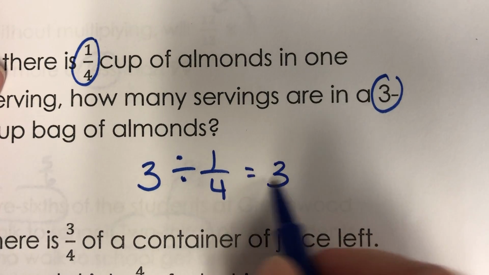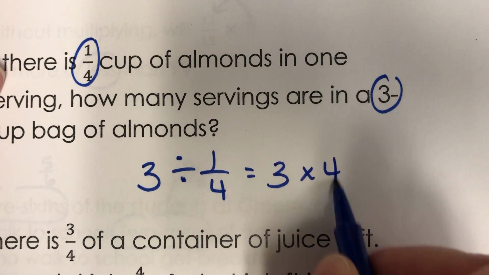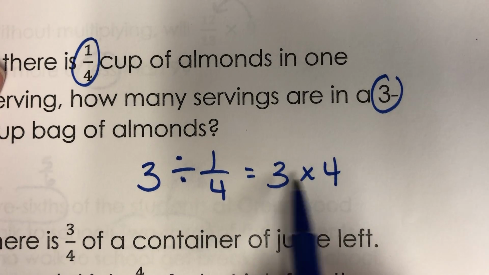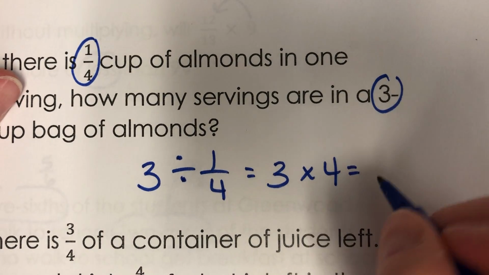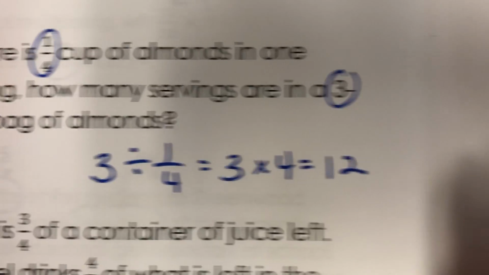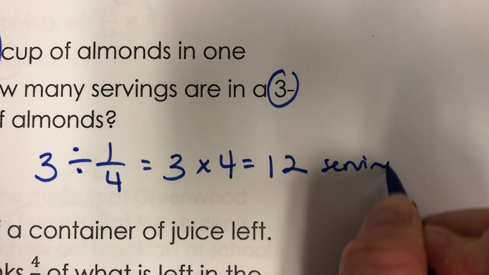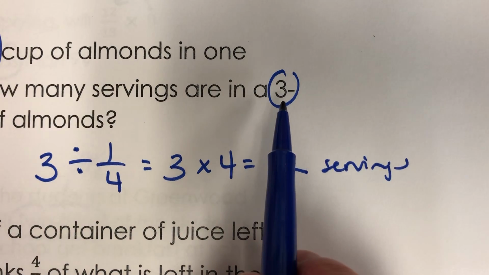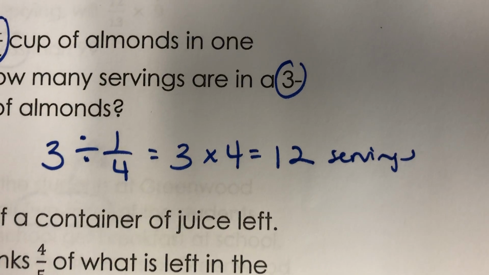I would keep, change, keep, switch, flip. So 3 divided by 1/4 is the same as 3 times 4, which gives us 12 servings, which makes sense. If you have 3 cups to start, you can scoop out 1/4 12 times.